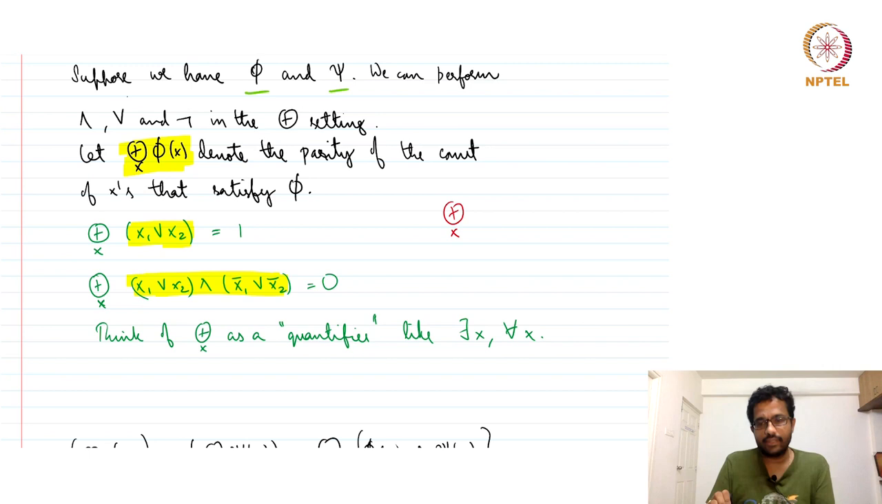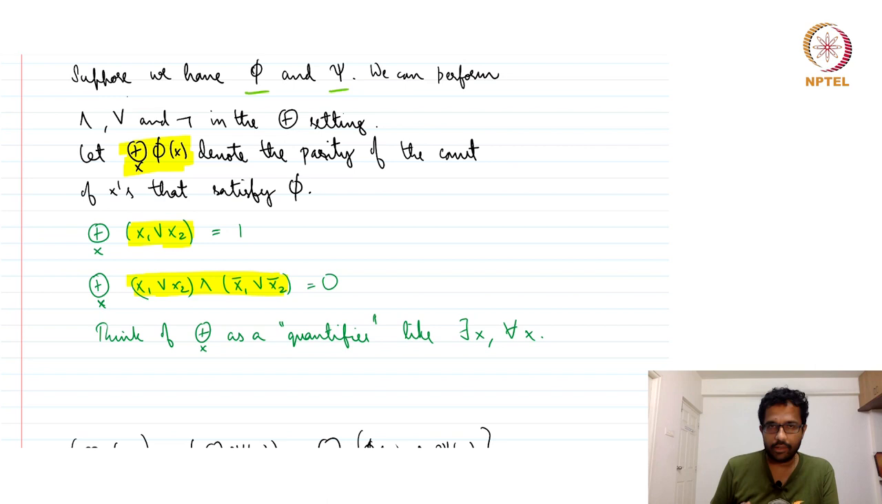Just like there exists x something, or for all x something, you can think of parity x as also a quantifier, right? Parity x is just saying, considering all x, so there exists x is asking, out of all the x, is there at least one x that satisfies? For all x is saying, are all the x's satisfying? Parity x is saying, is exactly an odd number of x's satisfying, right? So you can think of it as a quantifier as well.